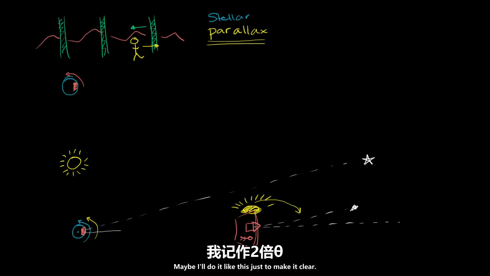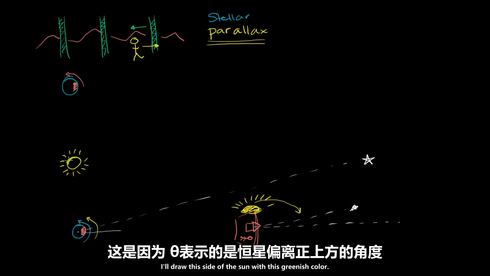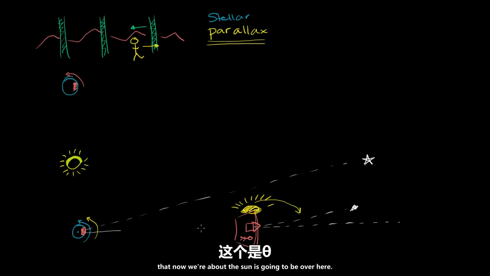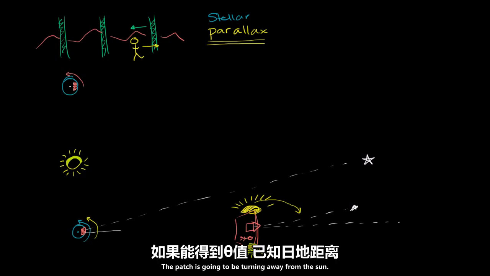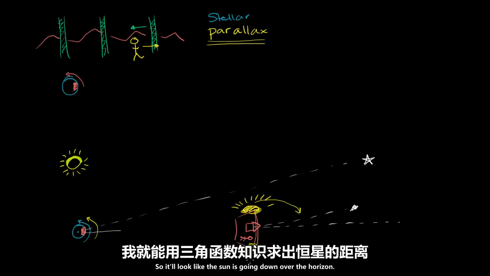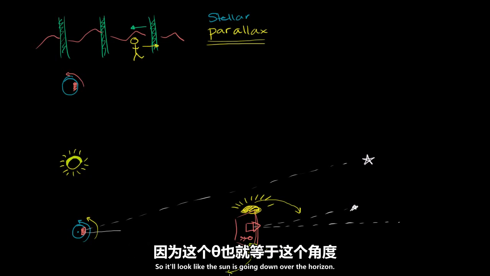Maybe I'll do it like this just to make it clear. I'll draw this side of the sun with this greenish color. Obviously, the sun is not green. But it'll make clear that now we're talking about the sun being over here. The patch is going to be turning away from the sun. So it'll look to that observer on Earth like the sun is setting. So it'll look like the sun is going down over the horizon.